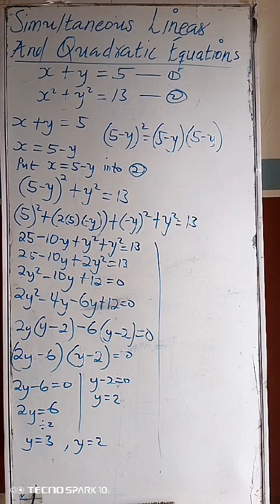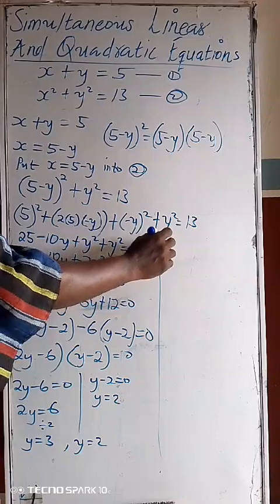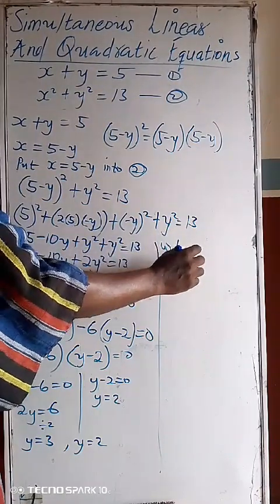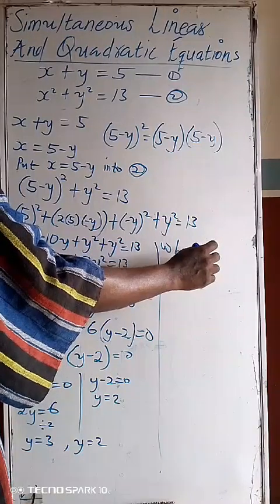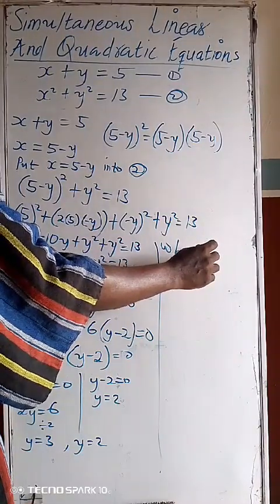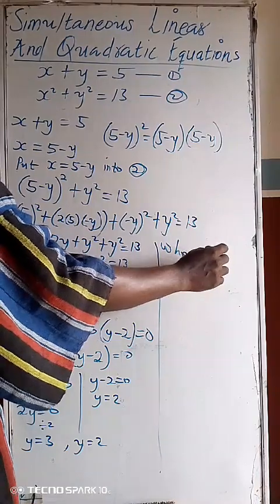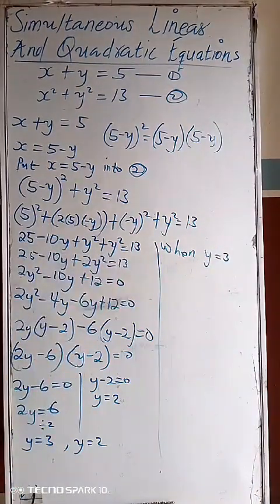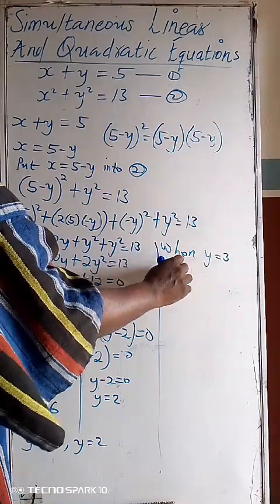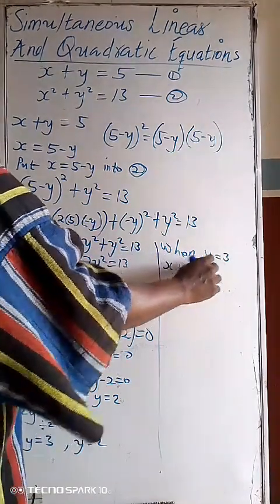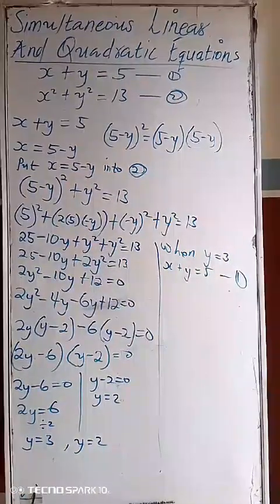So since this is quadratic, you're supposed to get 2 values for each of the variables. So first we say that when my y is 3, now let's look at what is going to happen. Back to equation 1, where I have my x plus y is equal to 5. That is my equation 1.